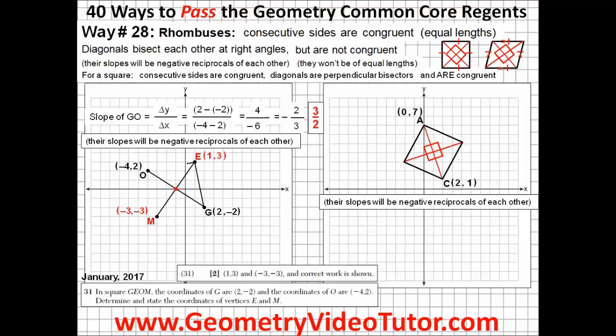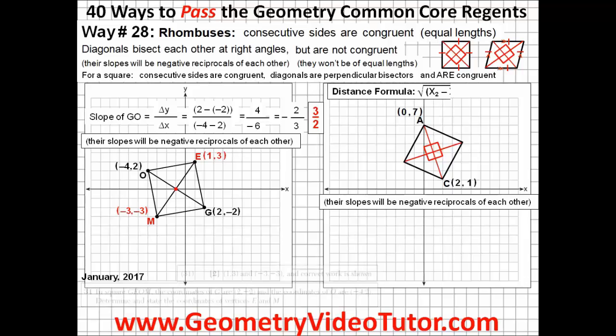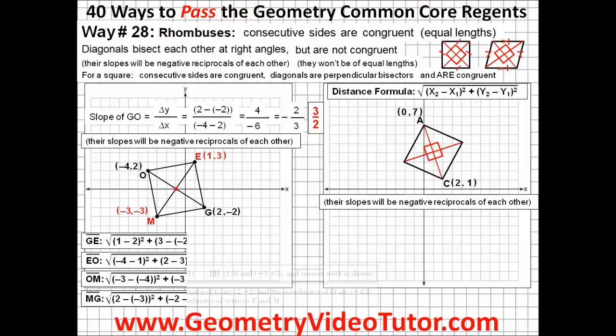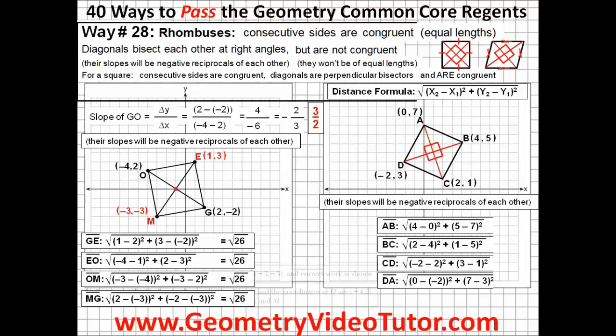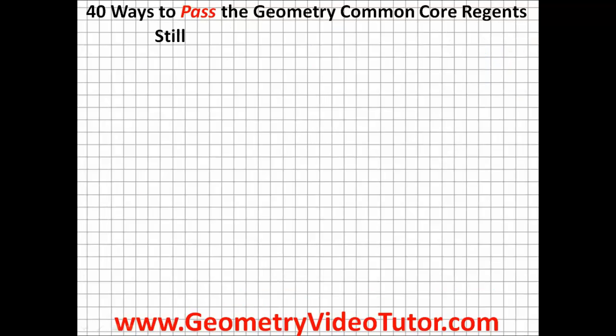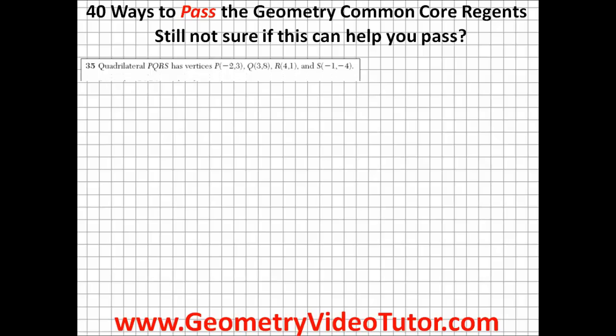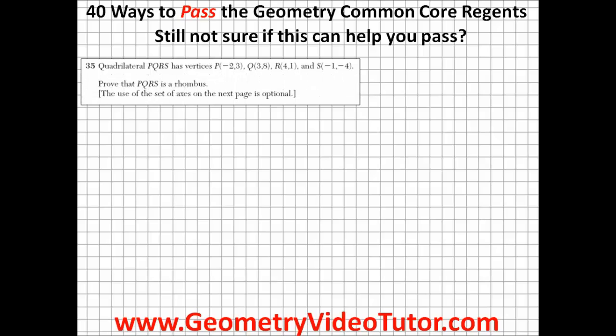And just in case you need to prove that this is in fact a square, you can use the distance formula to show that all of the sides are congruent. And had they given you the other two coordinates for the rhombus, congruency can be shown here as well. But just in case you're still not sure if this can help you pass, here's a 6-point short answer proof question from the June 2017 Geometry Common Core Regents.